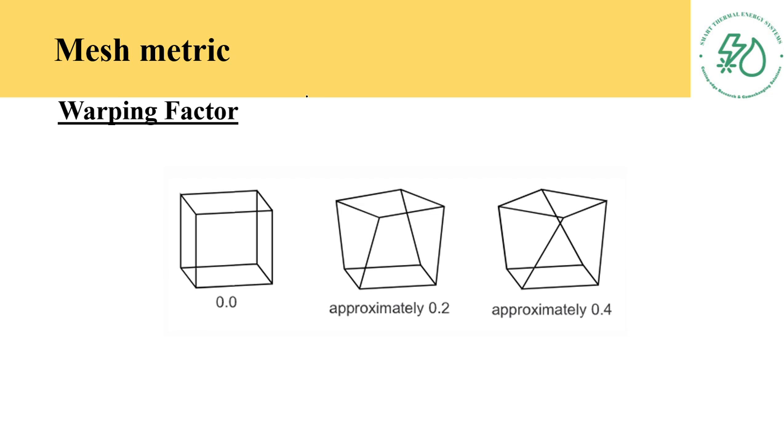Warping is a measure of twisting and distortion, and is best understood by looking at quadrilaterals with varying warping factors. The ideal warping factor is 0, but in these shapes they are twisting, so it could be equal to 0.2 or 0.4 for that one.